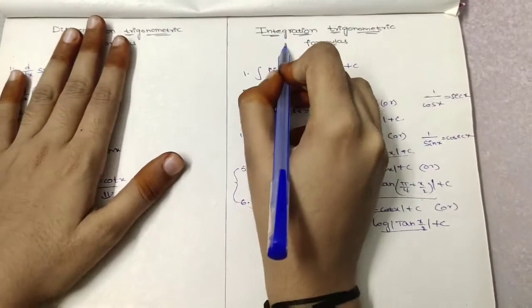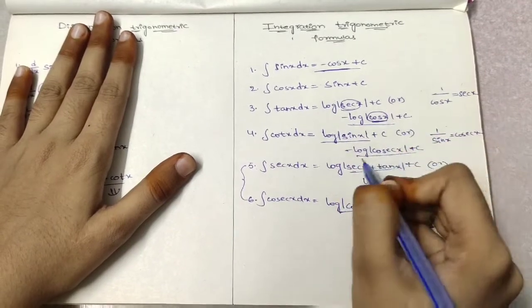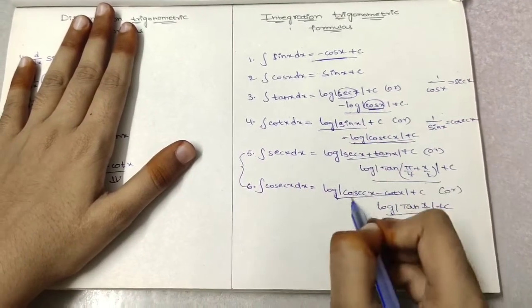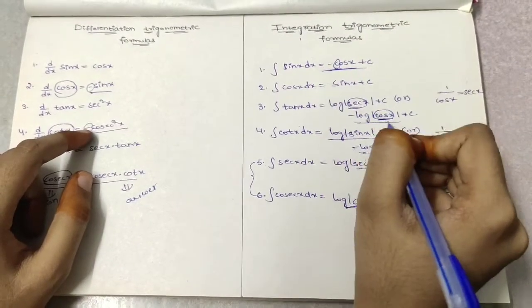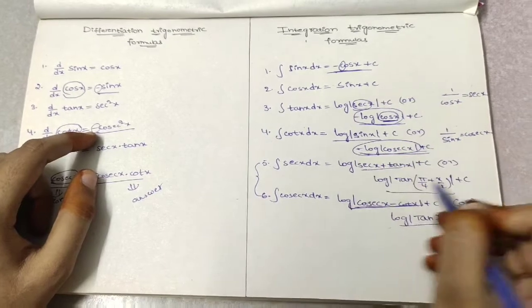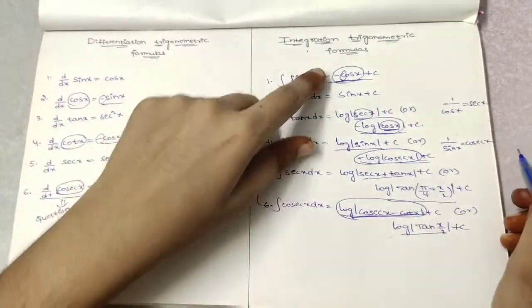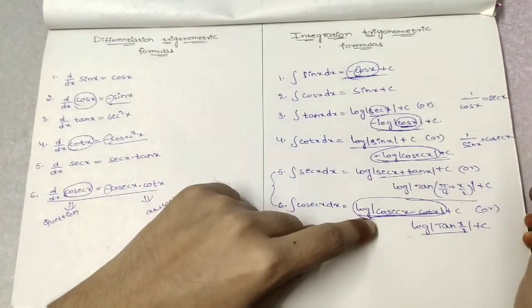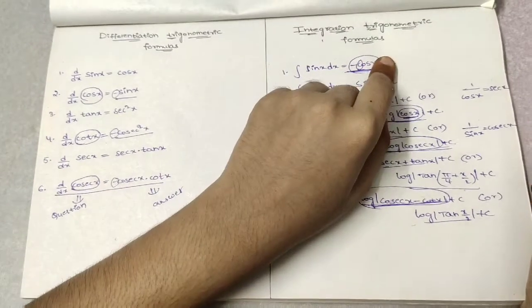But in case of the integrations, this is the answer. The answer which is starting with the letter C, I will round off letter C. The answer which is starting with the letter C, we have to place a negative sign in front of the answer.